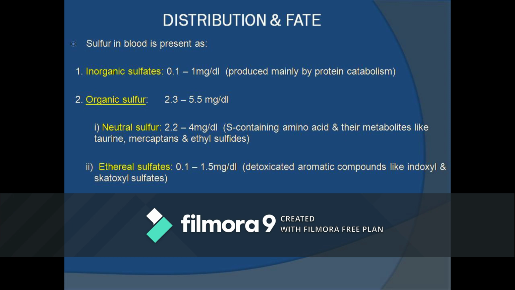Organic sulfur consists of neutral sulfur and ethereal sulfates. Neutral sulfur constitutes about 2.2 to 4 mg per deciliter. For example, sulfur containing amino acids and their metabolites like taurine, mercaptans, and ethyl sulfides. Ethereal sulfates constitute about 0.1 to 1.5 mg per deciliter. For example, detoxified aromatic compounds like indoxyl and scatoxyl sulfates.